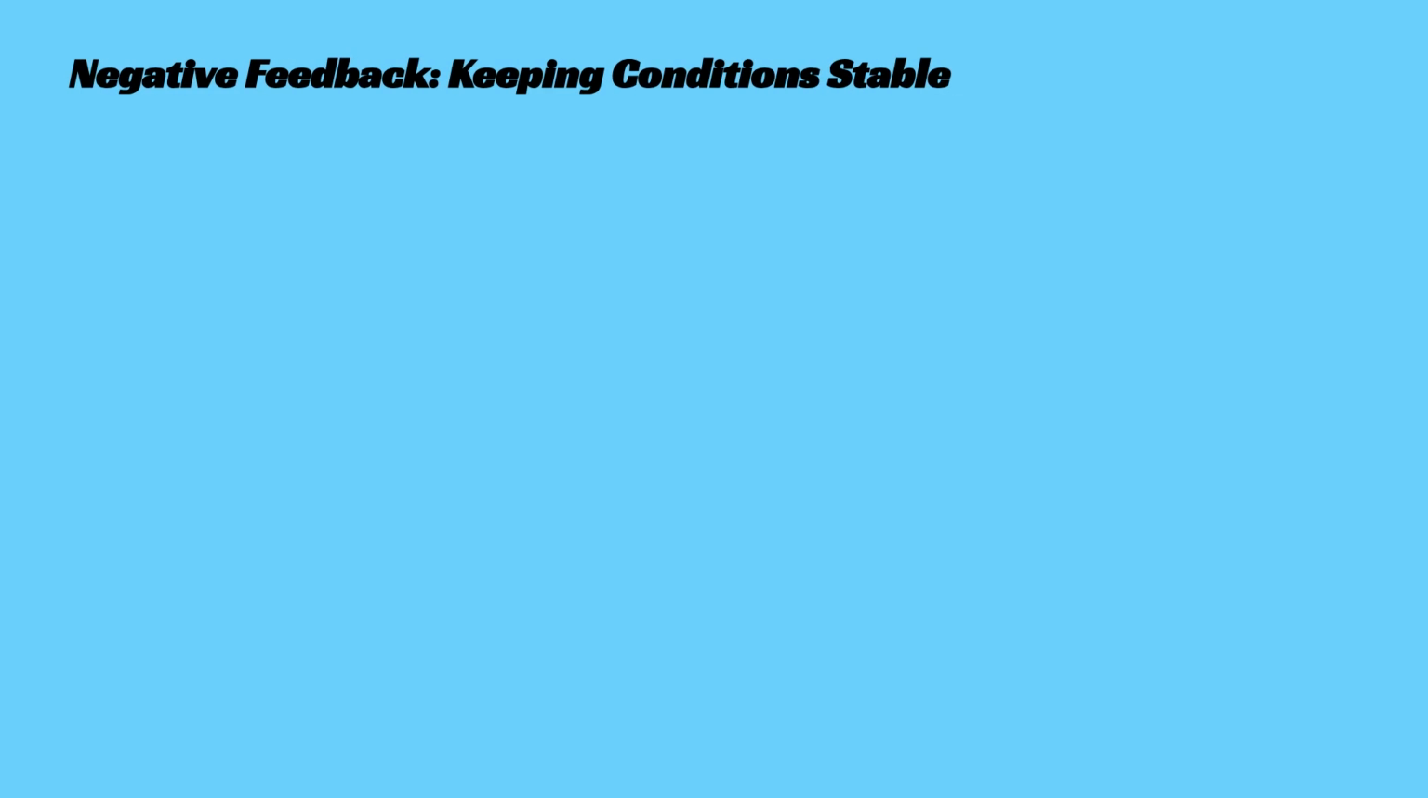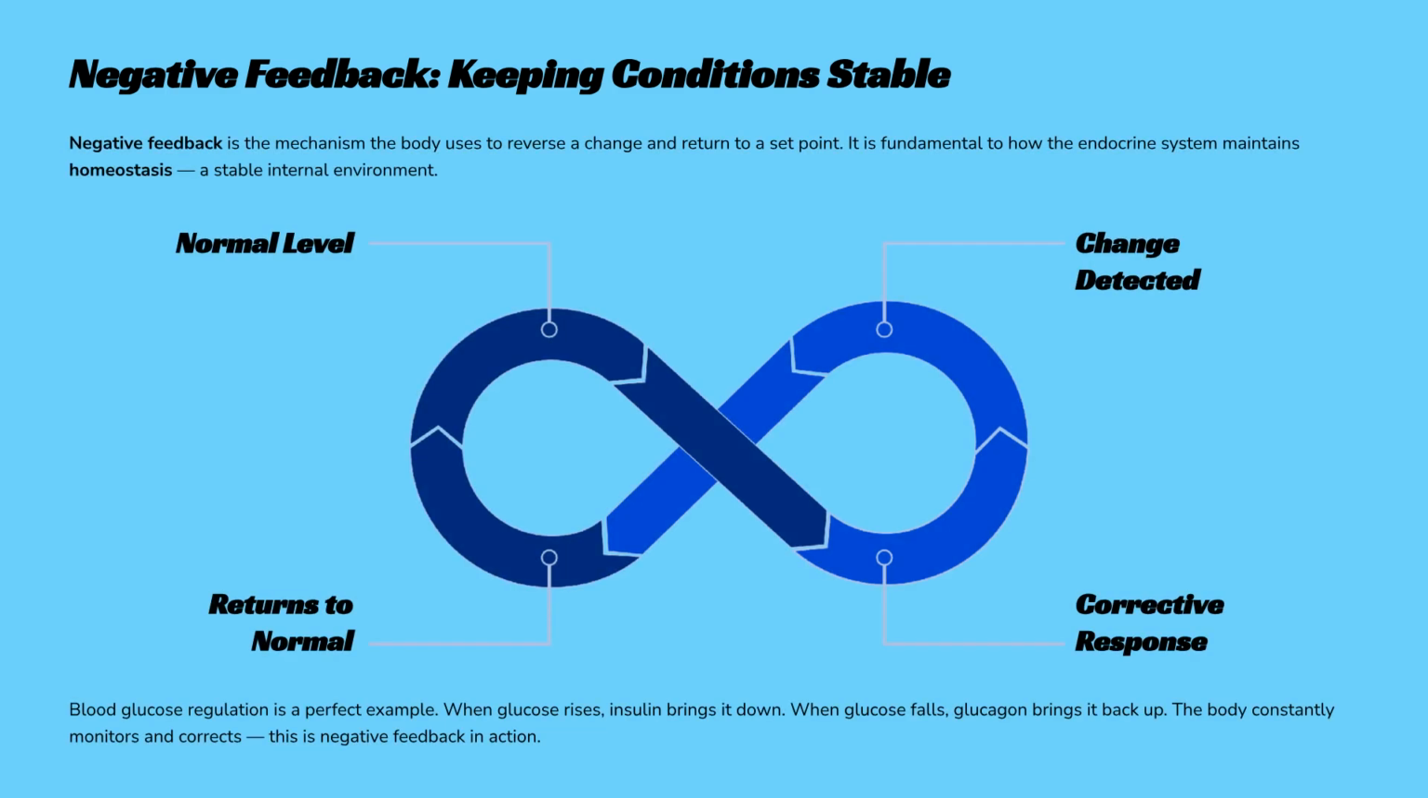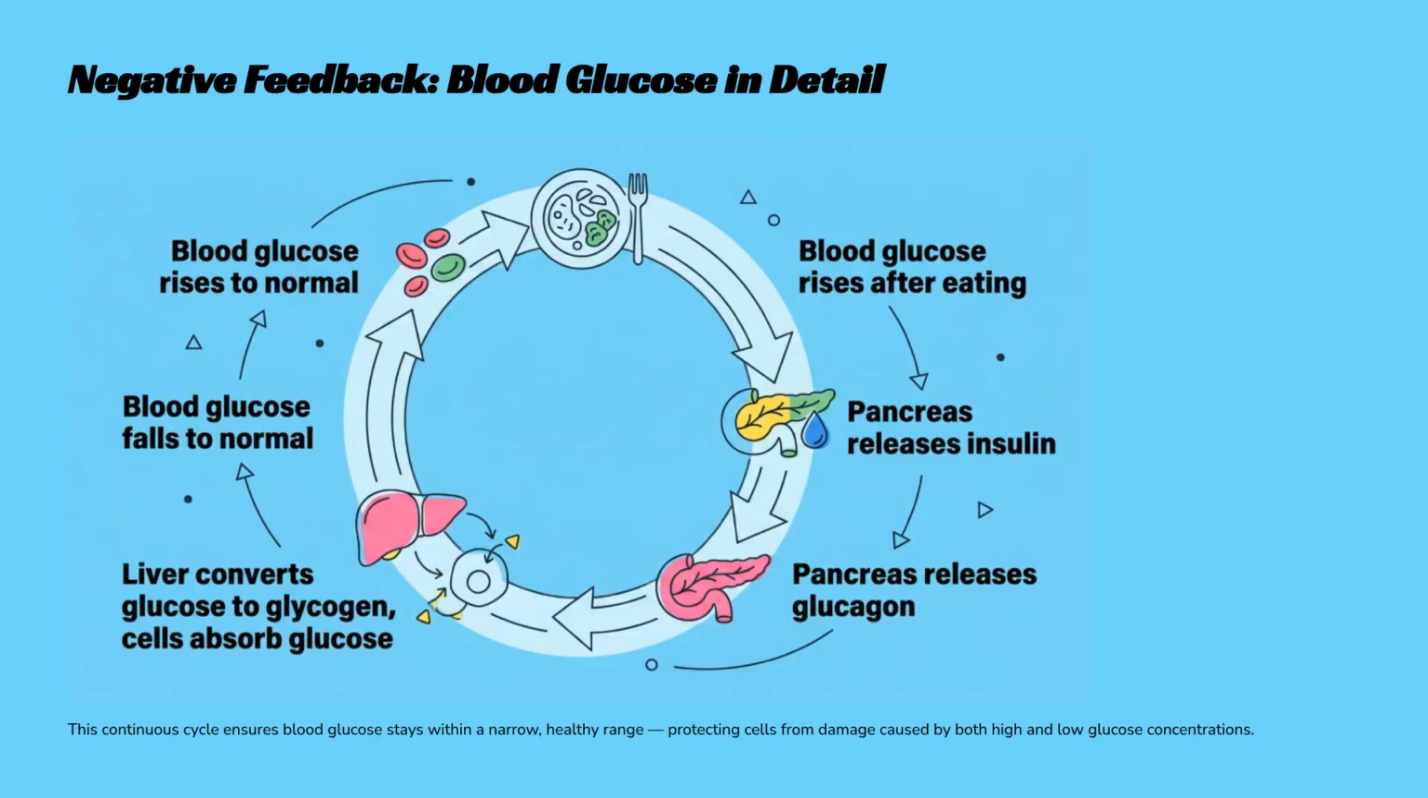Negative feedback is the mechanism the body uses to reverse a change and maintain homeostasis, a stable internal environment. Blood glucose regulation is a key example, with insulin and glucagon constantly monitoring and correcting levels. This diagram illustrates the negative feedback cycle for blood glucose. After eating, glucose rises, prompting the pancreas to release insulin. The liver converts glucose to glycogen, and cells absorb glucose, causing blood glucose to return to normal.